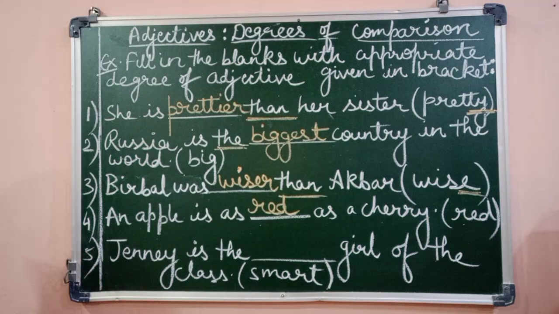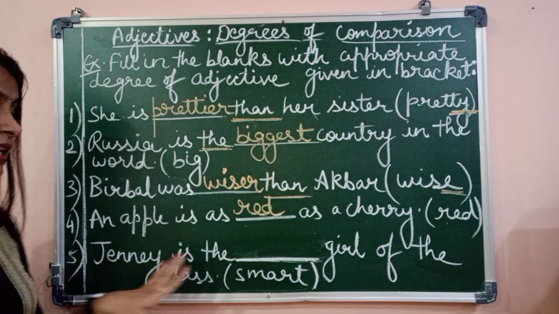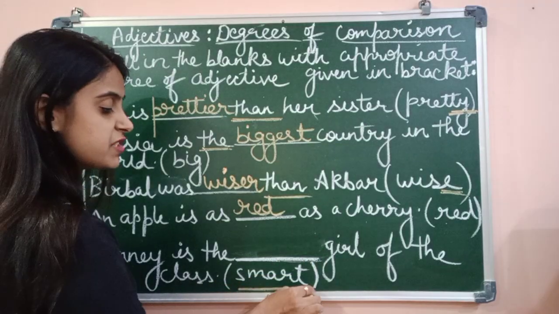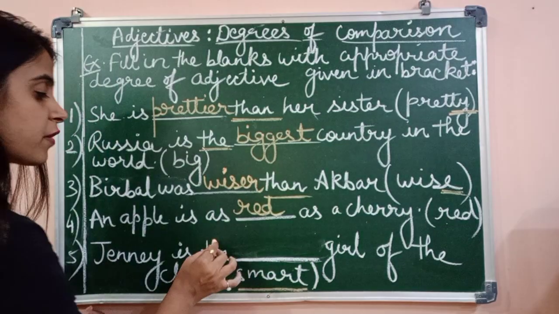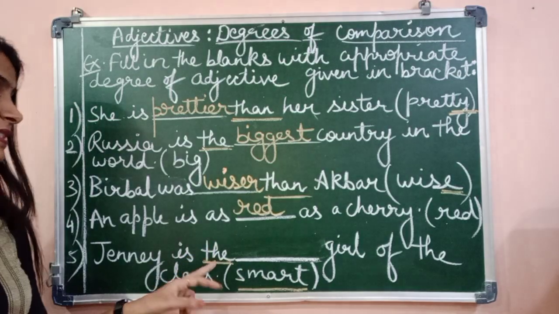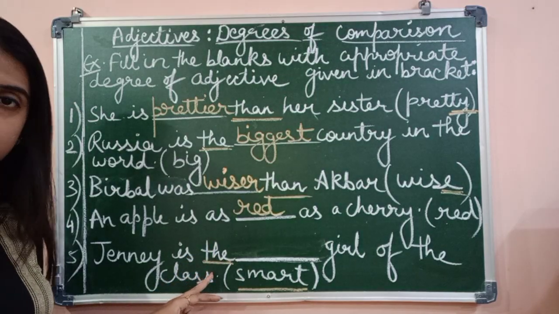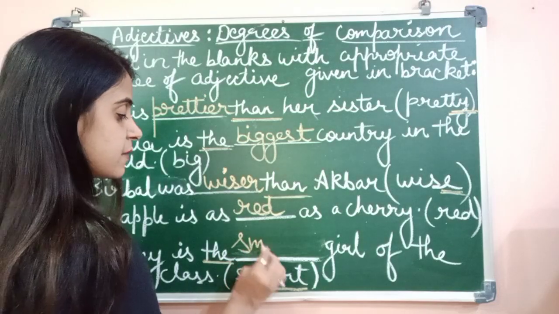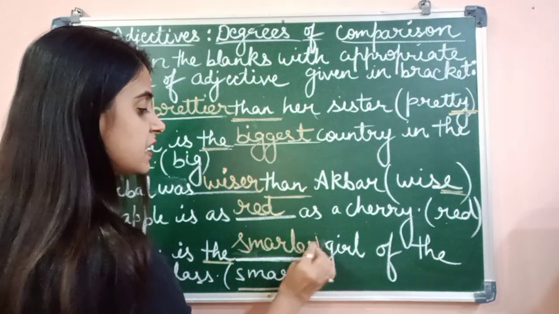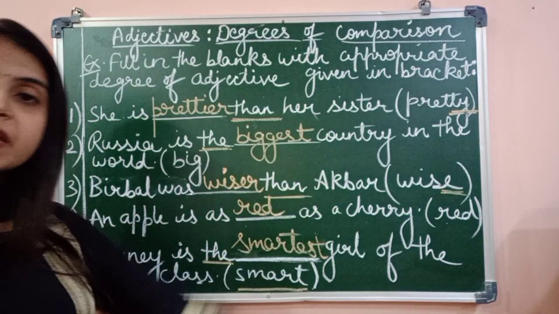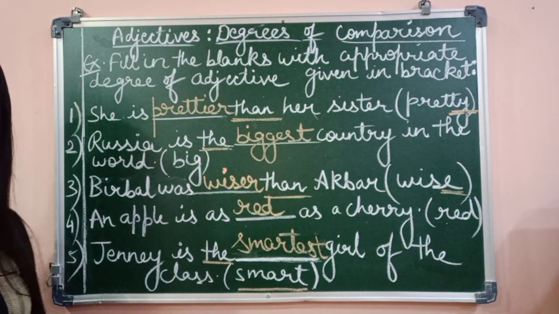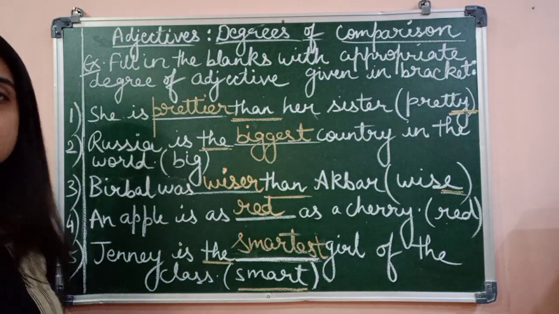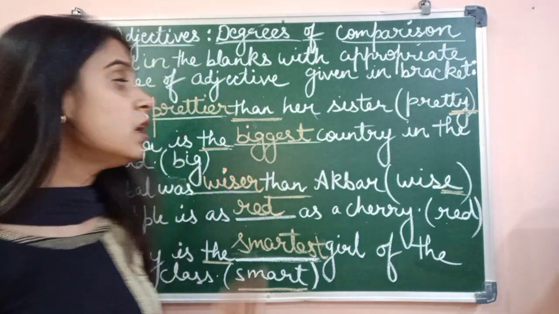Now, then fifth one says, Jenny is the dash girl of the class. Now here you have to use the degree of adjective smart. Since children we have the here, wherever it's the, superlative degree is used. You already know. So the superlative degree of smart will be smartest, right, of the class. We are comparing Jenny with the other girls of the class and she is the smartest one. Okay, so this is how we use degrees of comparison while filling in the blanks.